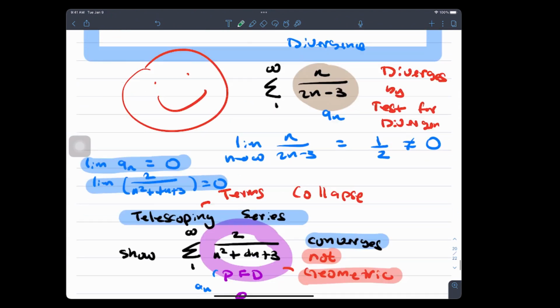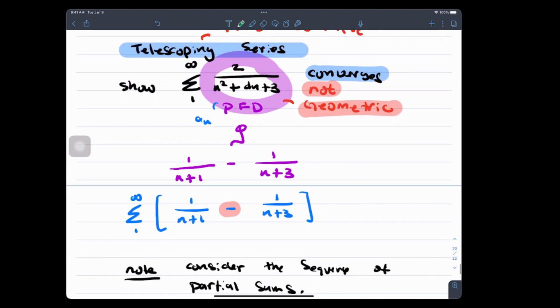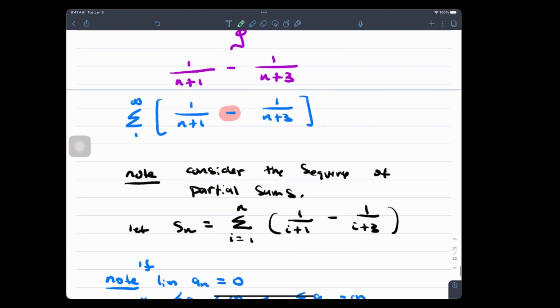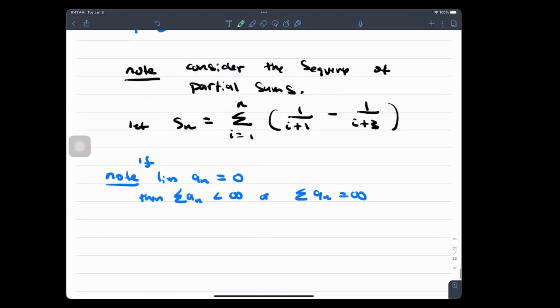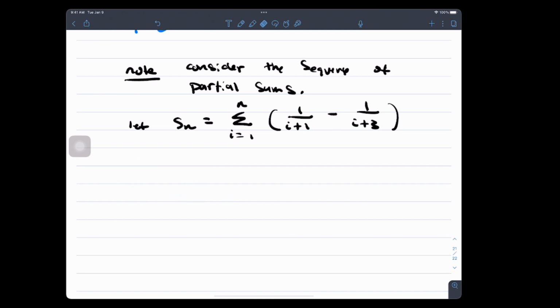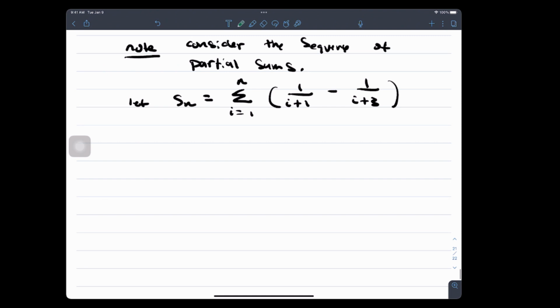Anyway, I just want to point that out as we started this adventure in showing the telescoping series converges by partial fraction decomposition. We get our start. And then we consider, again, the sequence of partial sums. Anyway, just want to let you guys know. Okay, let's continue. All right, so let's just continue with this.